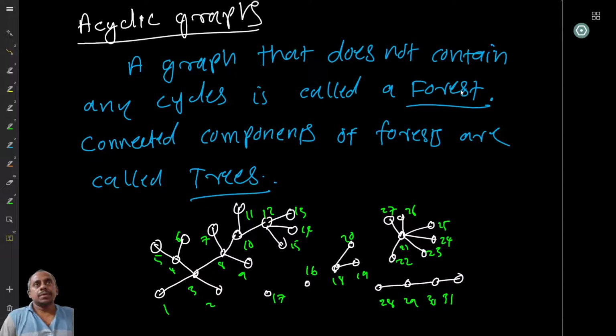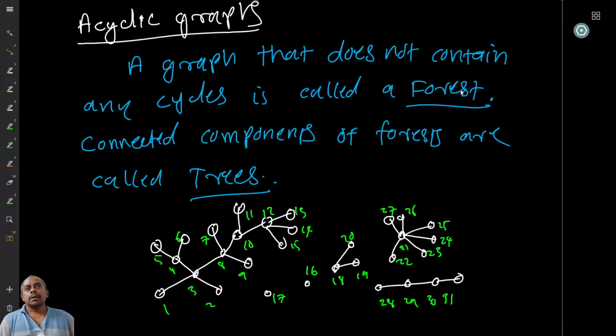So we continue with our lectures on graph theory. Today we are going to discuss what are called acyclic graphs in the first part. So what is an acyclic graph? As the name suggests, a graph that does not contain any cycles. So they are called acyclic graphs, or a more commonly used word is a forest. So acyclic graphs are called forests.